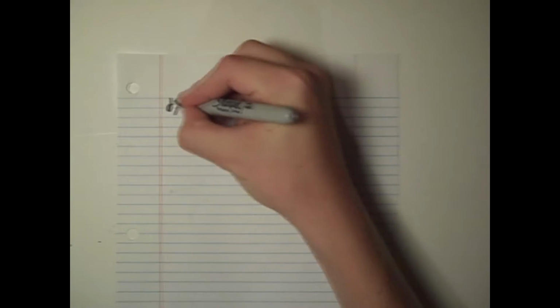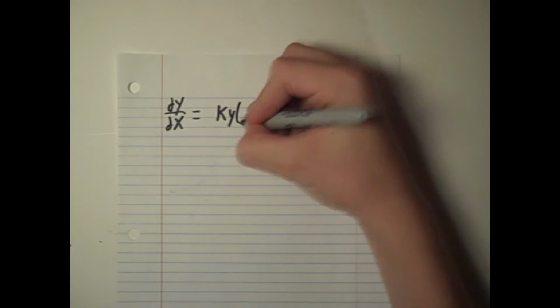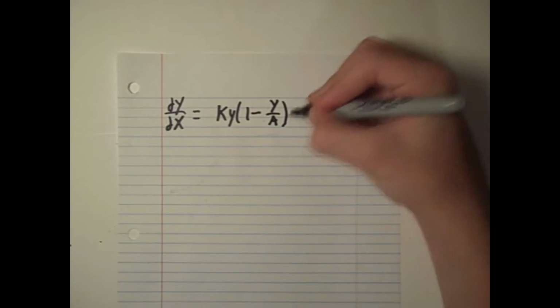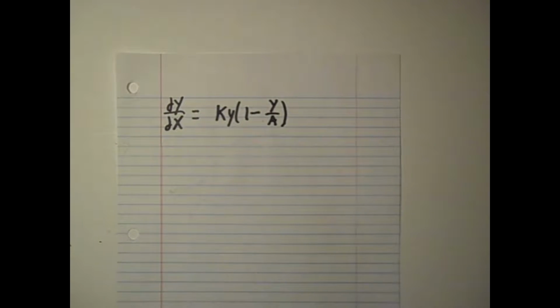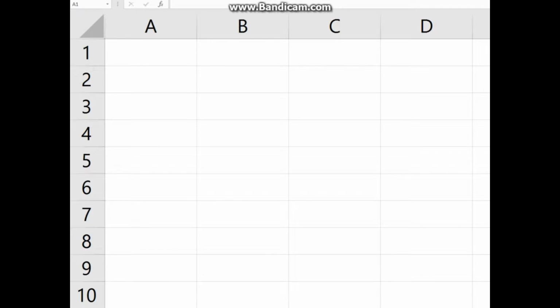We can describe all these different things with the differential equation dy over dx equals ky times the quantity 1 minus y over a, where a and k are arbitrary constants. So how does this equation work exactly? Well, to understand that, we can use Euler's method to approximate it. I'm going to use Excel for this purpose so I can create automatic calculations.